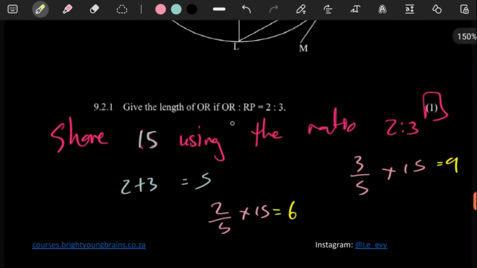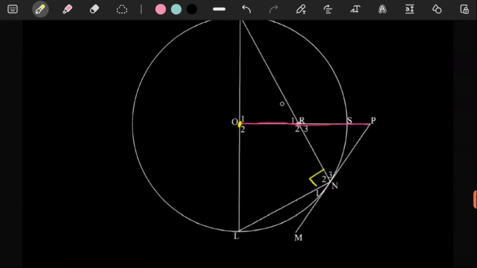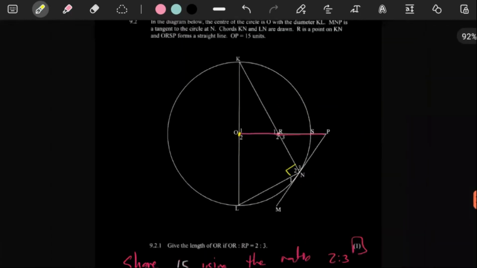9, right? So they wanted to get OR. Remember, OR is the one that's being represented by the 2. So here, therefore, OR is equal to 6. Nice, nice. Whether that's useful for now, we never know. You never know. So what we know is this is a radius, and they said this is a straight line. Whether it's perpendicular or not, let's leave that on for now.